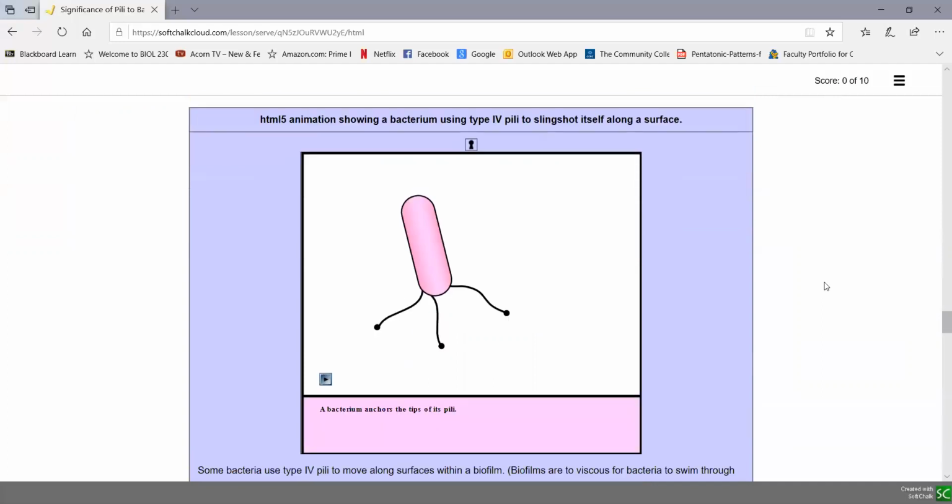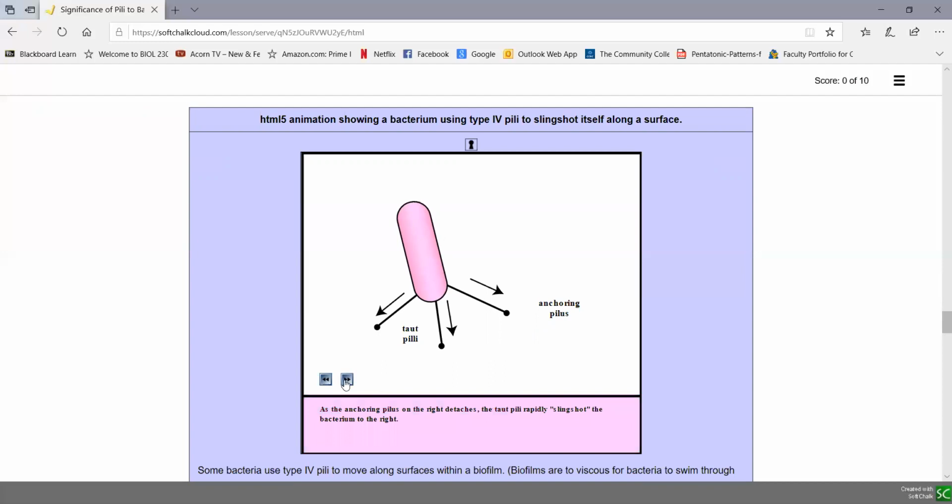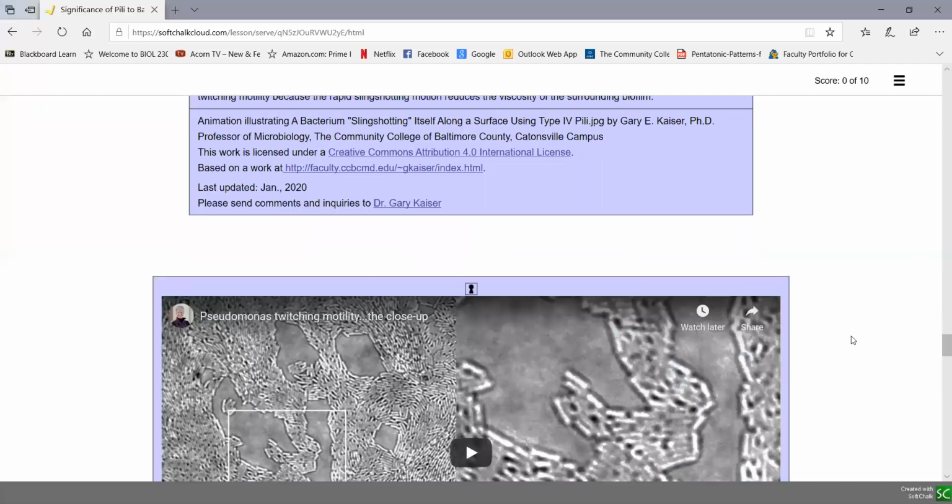In the slingshotting motility, shown in this animation, we have the anchoring pili going out and attaching, and then they begin to retract, but because they're attached in different locations, these become very taut like a stretched rubber band. So as they retract, you get the pili stretching. And then as one of the anchoring pili detaches, that causes the bacterium to slingshot over in a new direction. And we'll show you some movies of both of those.